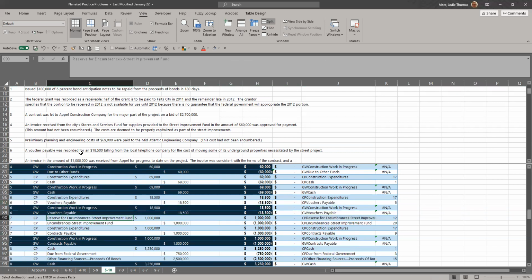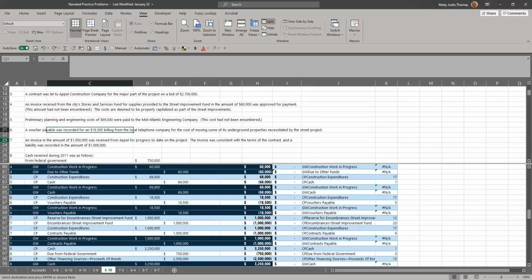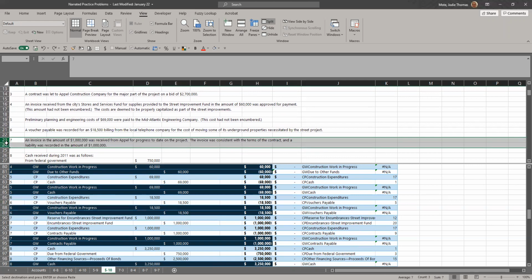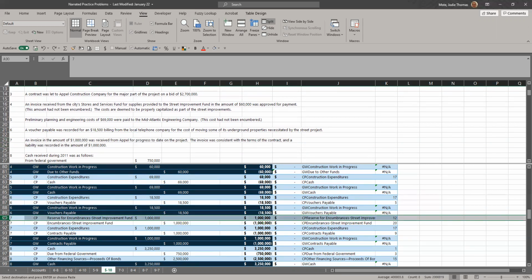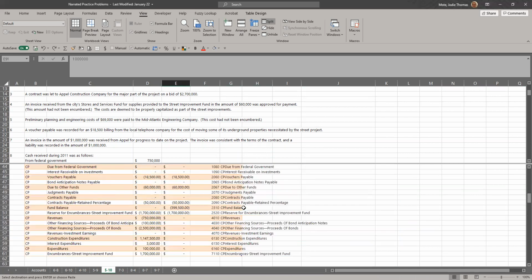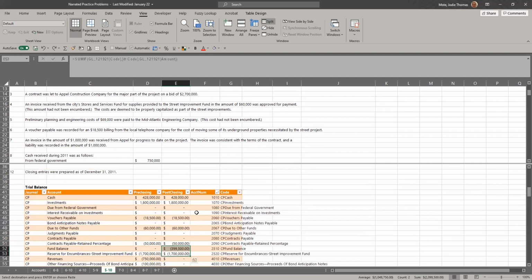All right. So number 7, an invoice in the amount of $1 million was received from Apple for progress. The invoice is consistent, and a liability was recorded. So here's where we can start to reverse part of the encumbrance in the reserve for encumbrance that we recorded earlier. The reserve, remember, is kind of the fund balance type account. So we're debiting that for $1 million, and we're crediting encumbrances, to reduce those amounts.